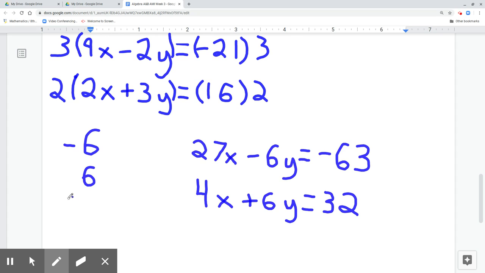So think about it. What operation would you need to do to make these two numbers become 0? Go ahead and pause the video and see if you can come up with that on your own.